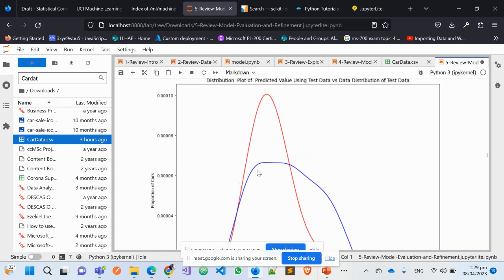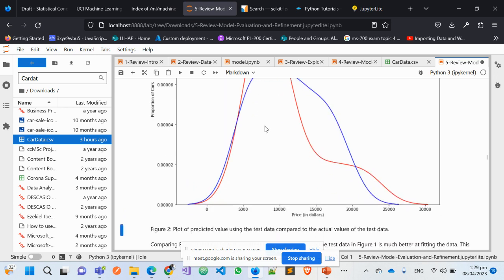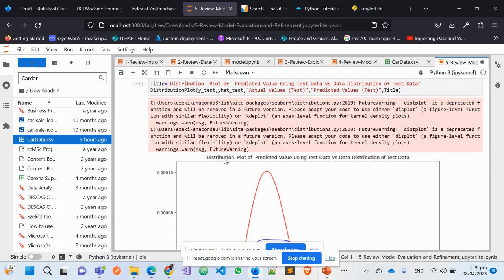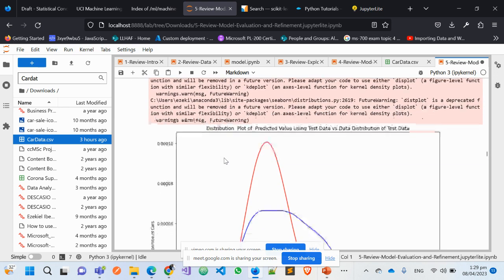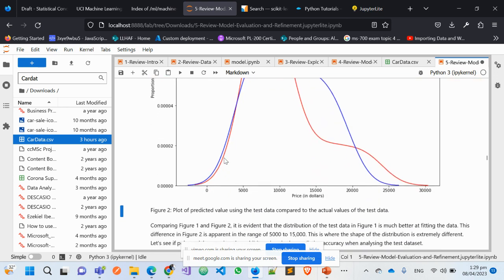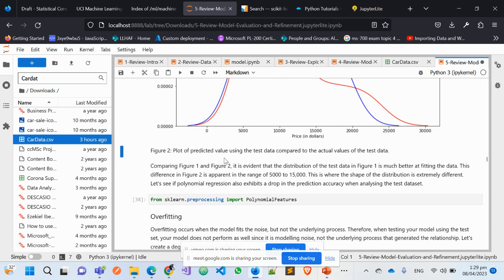As you can see, the predicted variables and the test variables are not aligning properly. Okay, they're not aligning properly. So it means that the test variable is not giving the actual value. I mean, it's not giving us a much better fitting on our data set.